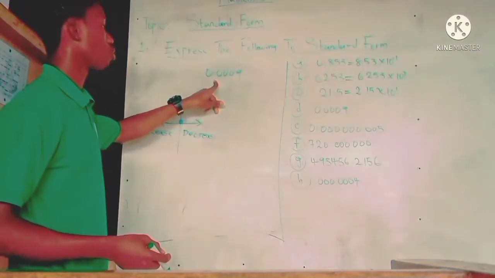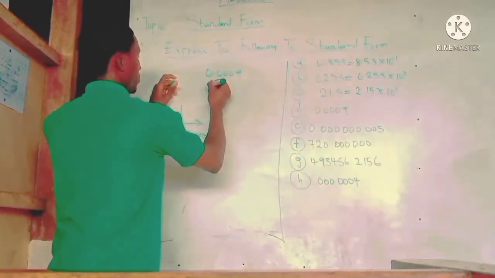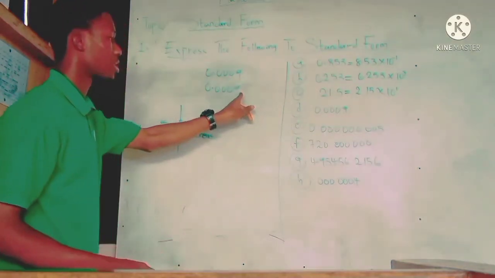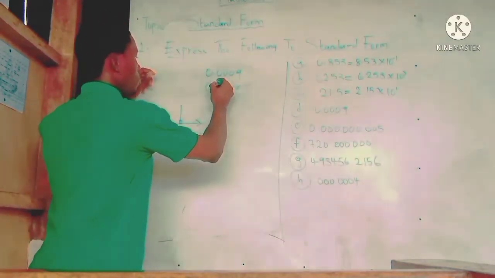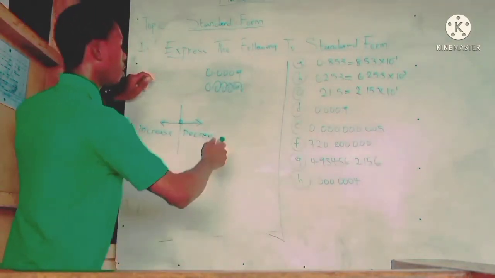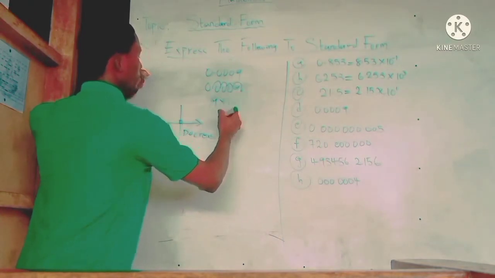So what we are going to do here is locate the first number. So the next step is repeat the number 0009. And then we'll locate the first number. So what we're going to do is move 1, 2, 3, 4. So you stop over here. So that means our answer becomes 9 times 10 exponent.